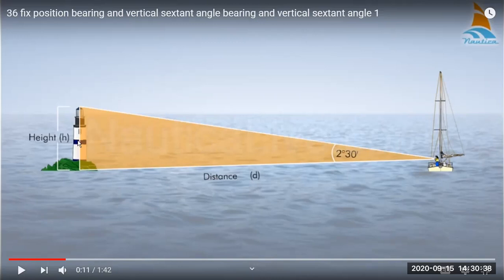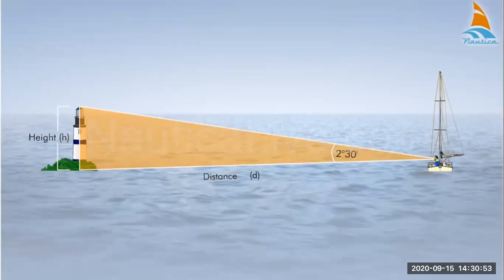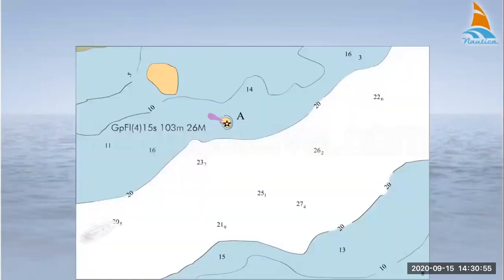You get the sextant angle of the vertical height of the lighthouse, and you get the distance off, and you take the bearing and you get the fix. So let's see how it works. So the height and vertical sextant angles are measured. So we are proceeding to a coast and looking on a nautical chart.